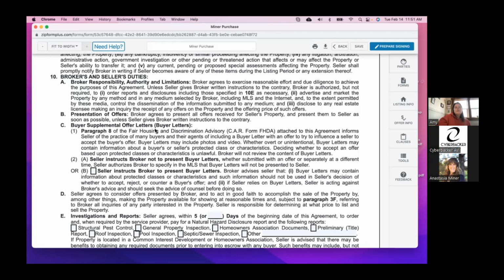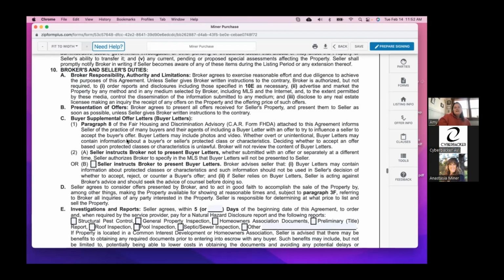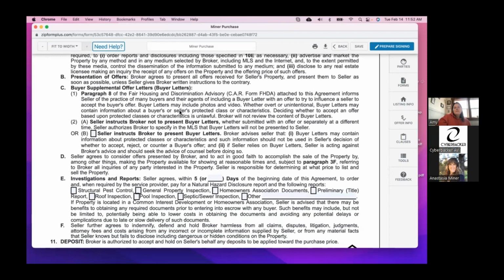Buyer supplemental offer letters, buyer letters. Paragraph 8 of the Fair Housing and Discrimination Advisory attached to this listing agreement informs the seller of the practice of many buyers and their agents, including a buyer letter with an offer to try to influence the seller to accept the buyer's offer. Buyer letters may include photos and video.